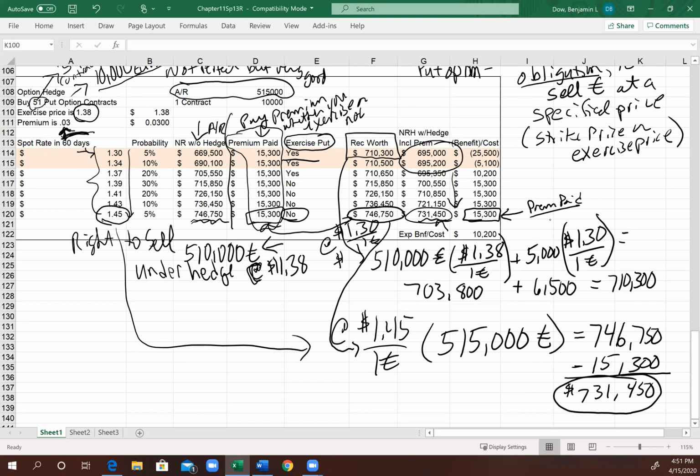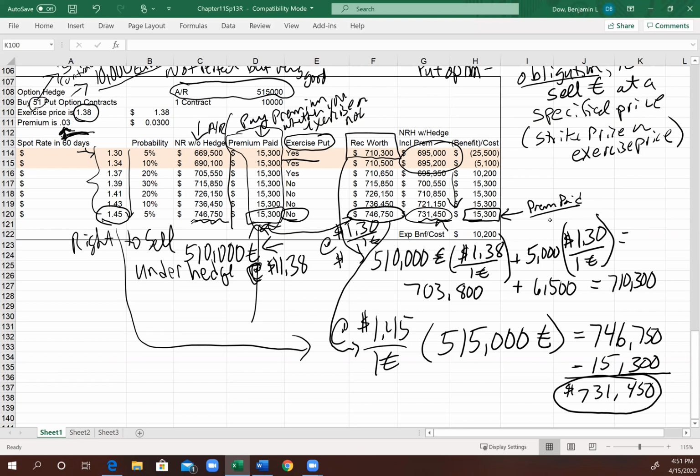So the put option has some unique characteristics to it. It's not a complete hedge, it's like a partial hedge. It's basically hedging against the downside risk while allowing the upside to occur. Now, the problem with this is that it's kind of expensive, or it can be expensive. And you pay the premium no matter what happens.